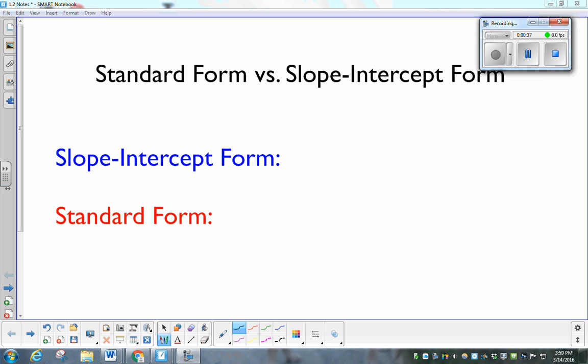So today we're going to talk about standard form versus slope-intercept form. These are both forms for linear equations. I believe that's a fill-in-the-blank part on your worksheet. These are both for linear equations.